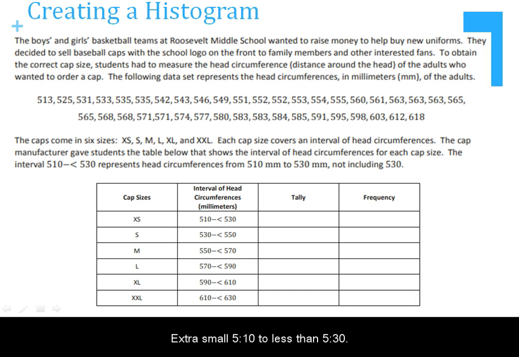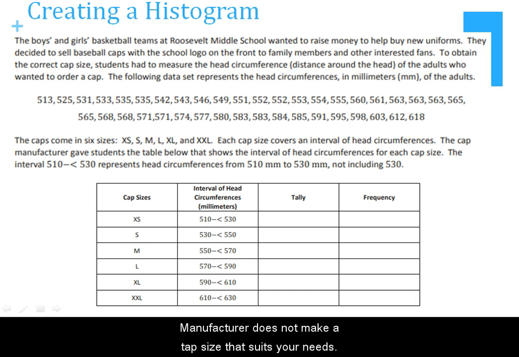Extra small is 510 to less than 530. Small is 530 to less than 550. Medium is from 550 to less than 570. Large is 570 to less than 590. Extra large is 590 to less than 610. And extra extra large is from 610, including it, to less than 630. If you have a head circumference of 630 or larger, the manufacturer does not make a cap size that suits your needs.